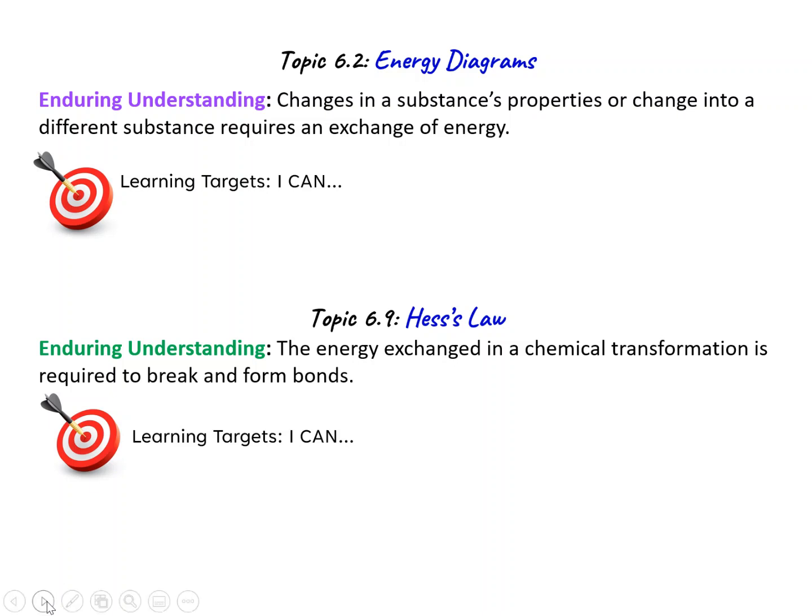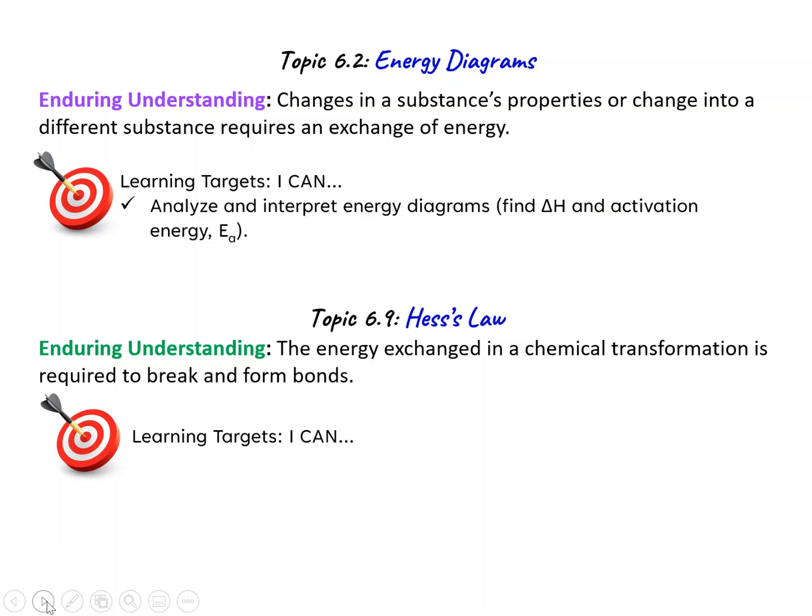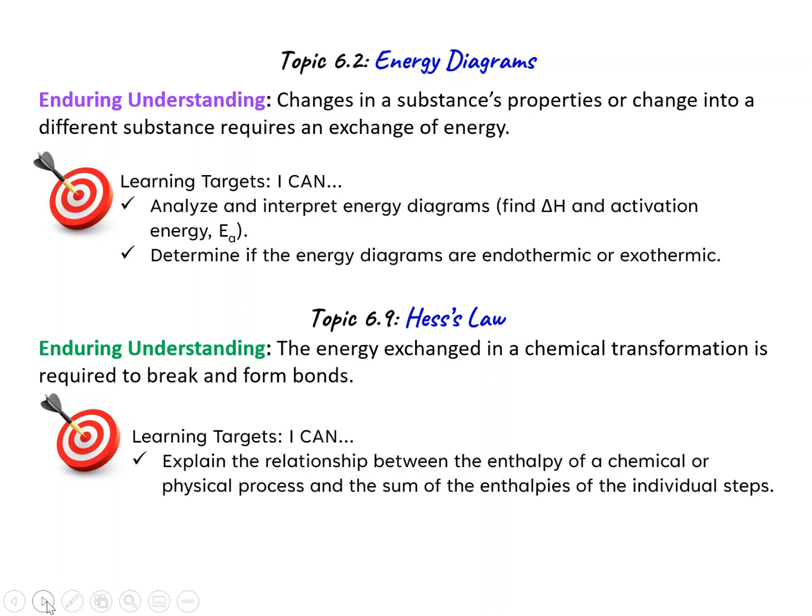But for the energy diagrams, what do you really need to do? Be able to analyze and interpret, be able to find delta H and activation energy, and determine if they are endo or exothermic. For Hess's law, okay, new topic, this is a way of calculating delta H. Be able to explain the relationship between enthalpy of a chemical or physical process and the sum of the enthalpies of the individual steps, okay? And be able to calculate the enthalpy of reaction using Hess's law.